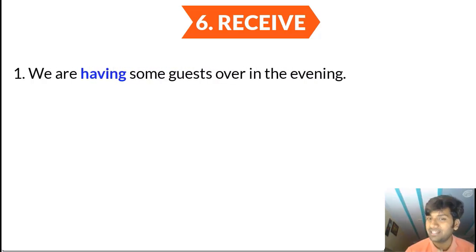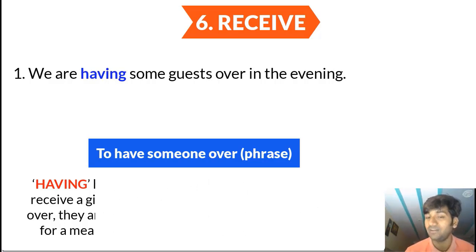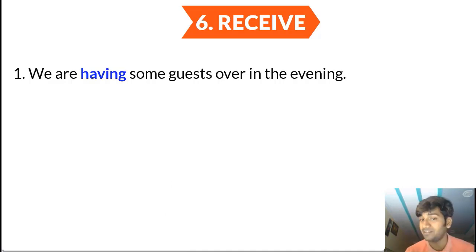All right. Let's look at these examples. This one is a little tricky, so you have to understand them carefully. We are having some guests over in the evening. So, to have somebody over means that somebody's going to come to your place generally for a meal or a drink or to just enjoy and have fun. So we're having some guests over in the evening. That means some people are coming to my place in the evening, and we're probably gonna have dinner and drink and just enjoy.